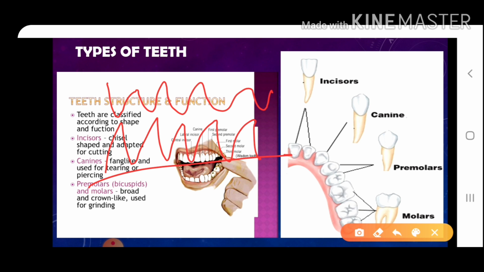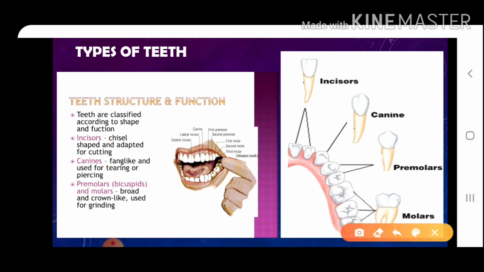Then comes heterodont. Heterodont refers to those organisms where teeth are different in shape and function. The best example is the human being. We can see that in human beings there are 4 sets of teeth. They are different in shape and they serve different functions. Therefore, it is known as heterodont. So if you are asked a question under which category human beings are categorized, it would be heterodont, that is different teeth for serving different purposes or different functions.